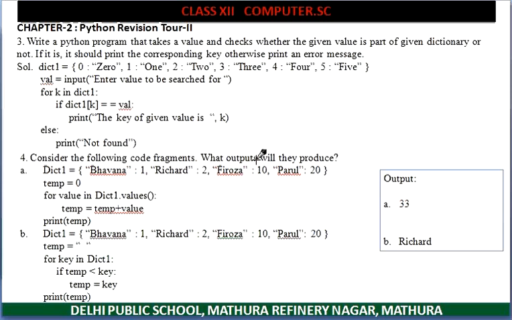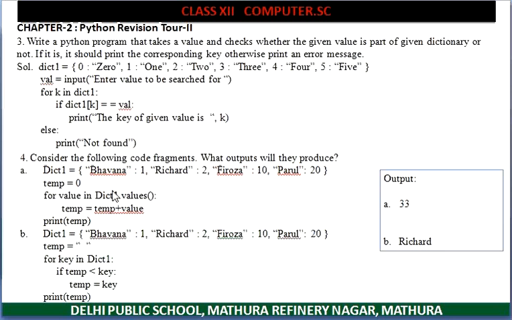It will check all the values, and if any of the values is matched, then it will print the corresponding key. If any of the values is not matched with the val, then it will go to the else part and print not found. So this is the program of searching the value and printing the corresponding key.